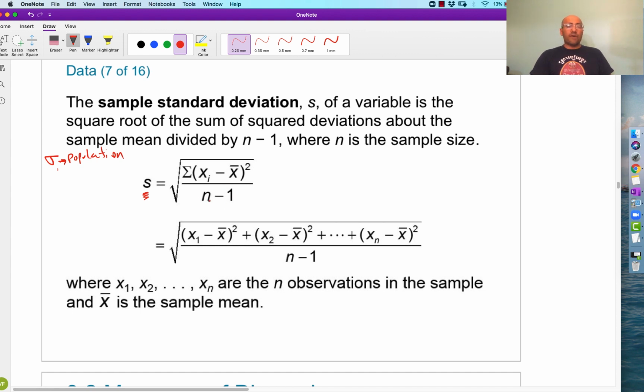Lowercase n is the number of values in our sample, right? So there are lowercase n number of values in our sample. And instead of dividing by that n, we divide by n minus 1. The reason for that is pretty complicated. So it has to do with the following.